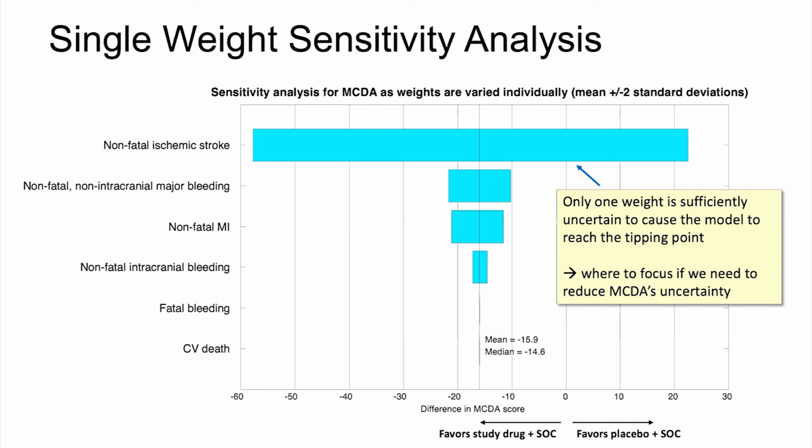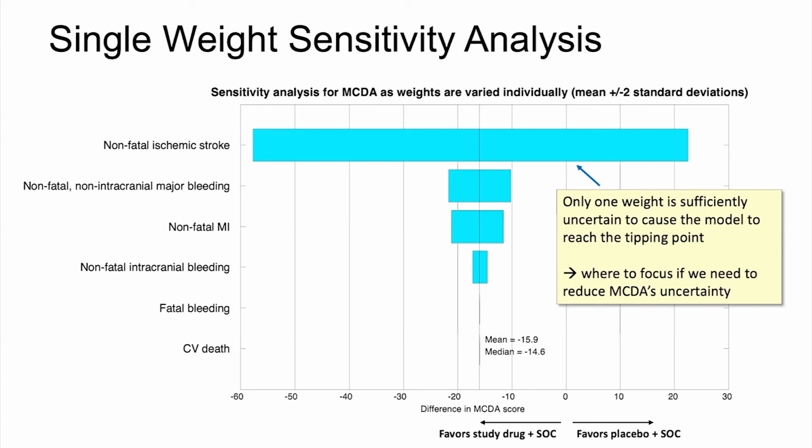But the top one, the weight for non-fatal ischemic stroke, that bar goes all the way to the right. In fact, it goes all the way to 20, which is extremely favorable for the placebo. So this tells me that there is only one weight that is sufficiently uncertain to cause the model to reach the tipping point, but that it can cause the model to reach the tipping point. And this tells me if I want to reduce my uncertainty, if I want to take that 64.8 or whatever percent and move it higher, I want to focus on reducing the uncertainty of that weight. Or it tells me this is the limit to how much I can trust this particular model with the data I have.